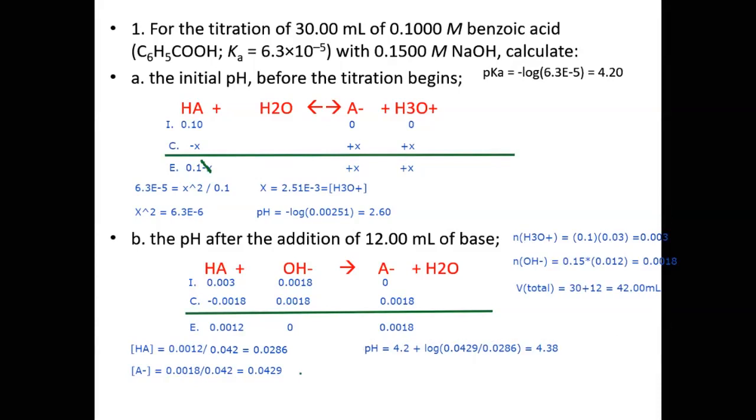So again, this is the initial pH. This is the buffer region. So, moving on.